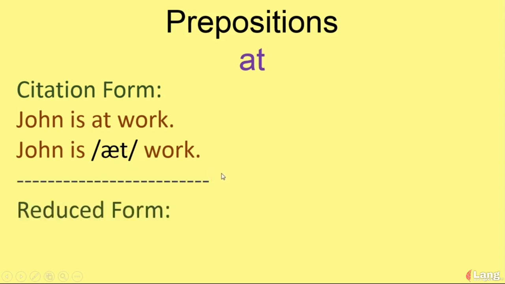However, in reduced form, we would say this sentence, John is at work, as John is at work. At, in reduced form, uses the schwa, and so the schwa plus the T sounds like ut. And this is often combined with the word is when they are taken together. So we say, is it? Is it? So repeat after me.